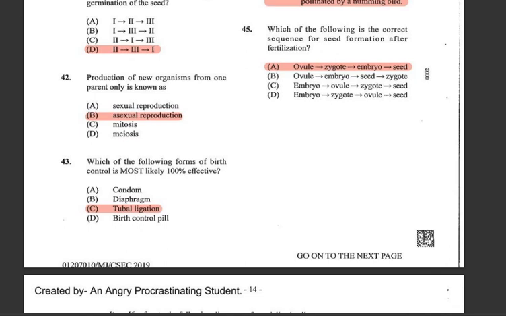Number 45. Which of the following is the correct sequence for seed formation after fertilization? So here we have the ovule, we have the zygote, we have the embryo going to the seed. So the answer would be... no, I think I'm going too fast, guys.